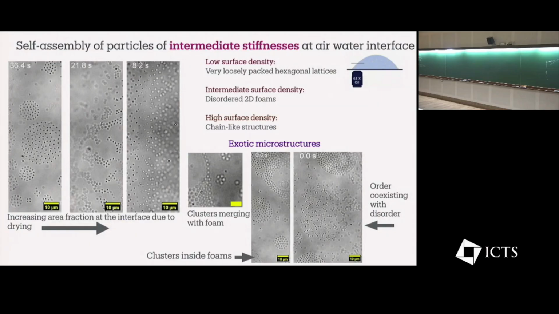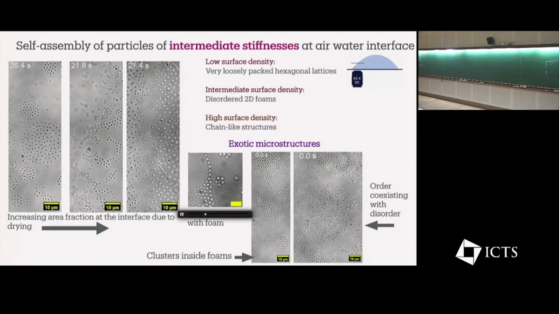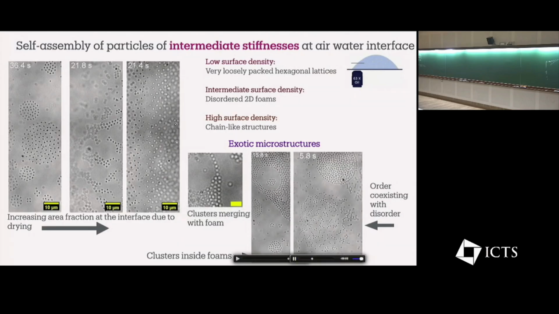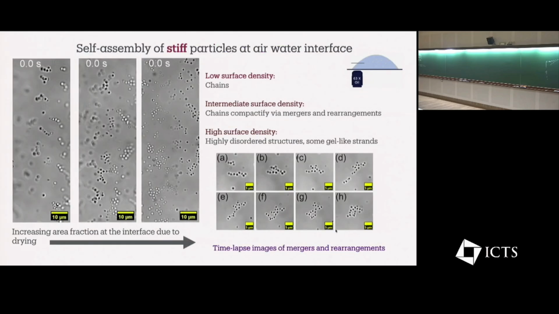And then as the solvent evaporates a little more, you see that you start forming these chain-like clusters. There's also a lot of very exotic dynamics. Like here, you'll see these clusters within the void of the foam that kind of merge with the wall of the foam. Okay, and here you see a cluster within the void, and here you see an ordered circular cluster that's actually coexisting with disordered chain-like structures.